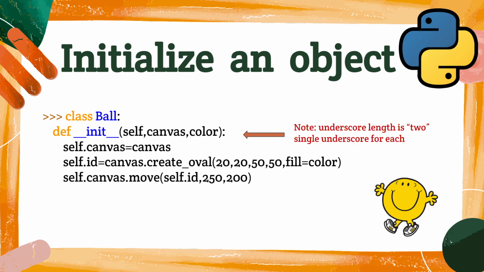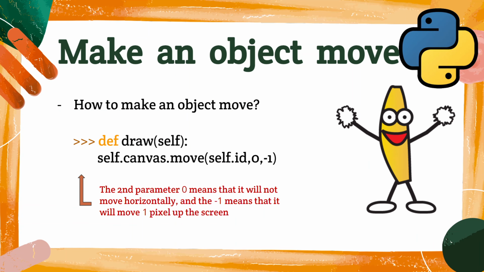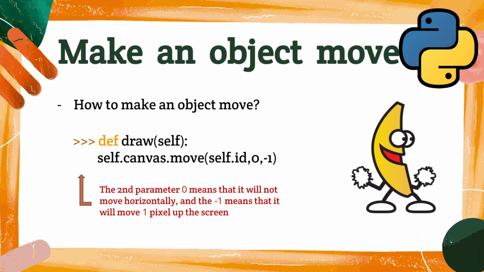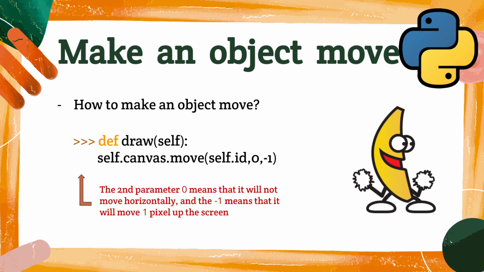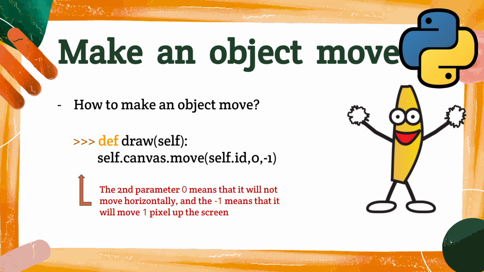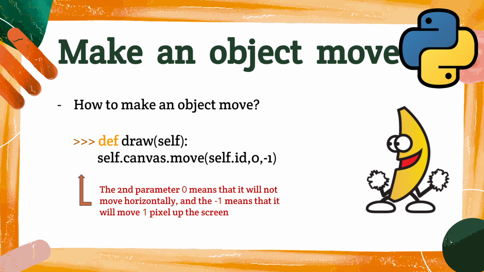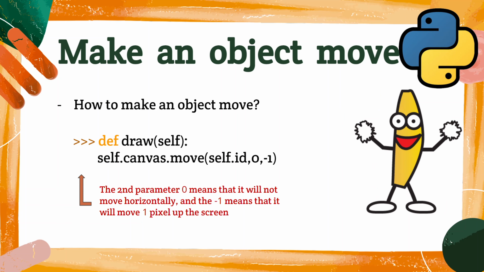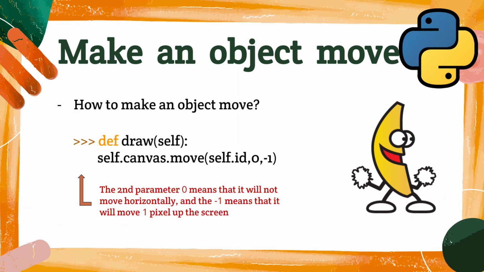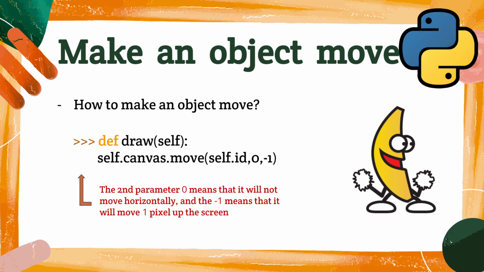As you can see in this initialization function, the job includes setting the default canvas and creating an oval shape. This example creates a round shape. To make an object move, you have to define a draw function. Inside the draw function, you have to call self.canvas.move. The second parameter 0 means that it will not move horizontally, and the -1 means that it will move 1 pixel up the screen.